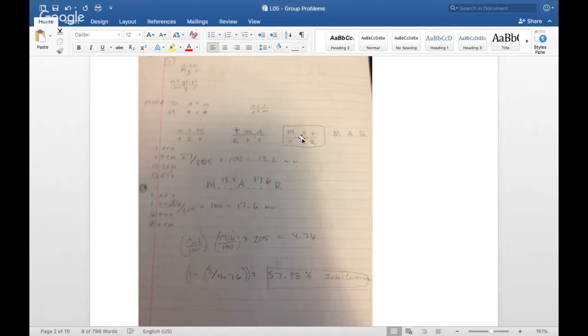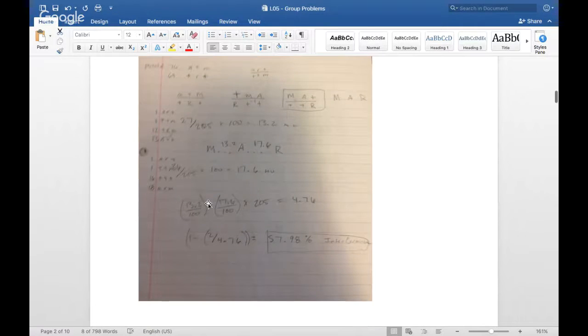So we know the arrangement of the alleles, and now we just put the map units in. So M is 13.2 map units from A, and A is 17.6 map units from R. We take those map units, divide them by 100, and multiply by the total number, which is 206. That equals 4.76. Then we take the two smallest ones, which is 1 and 1, which is 2, divided by this number, 4.76, minus 1 to get our percentage, and that comes out to be 57.98% interference.